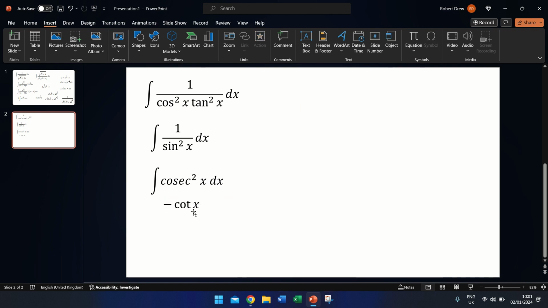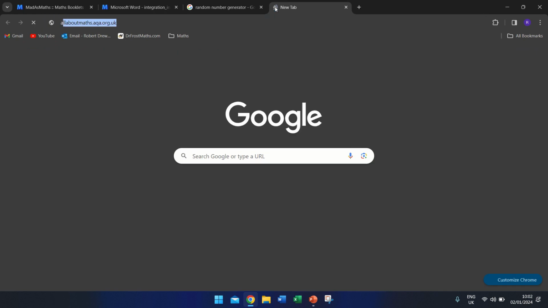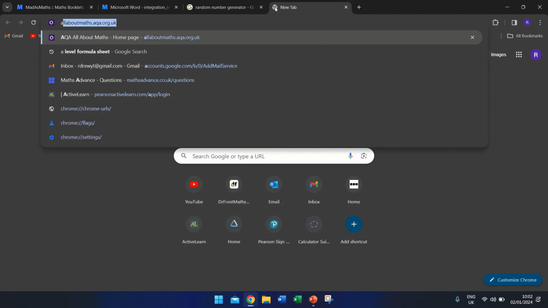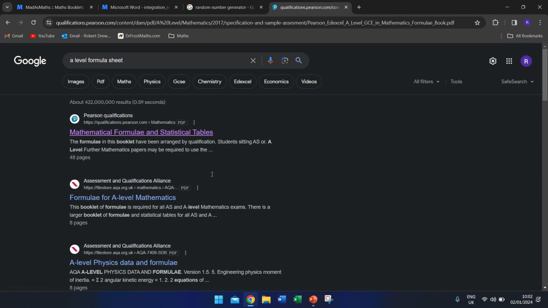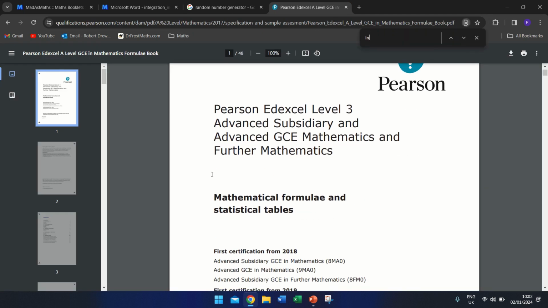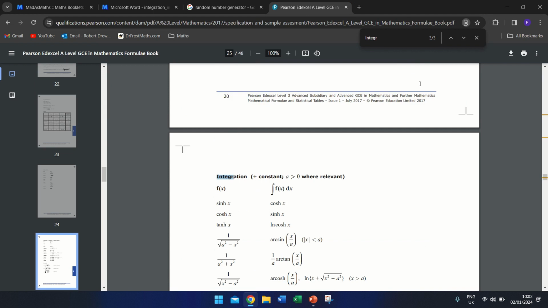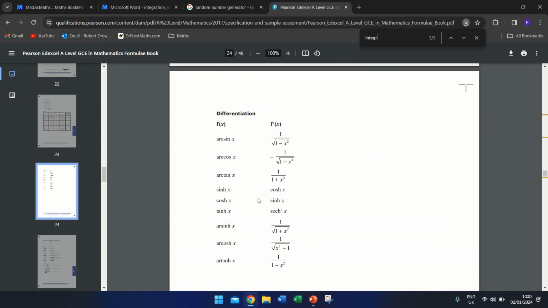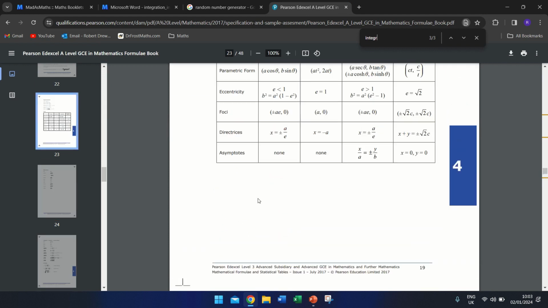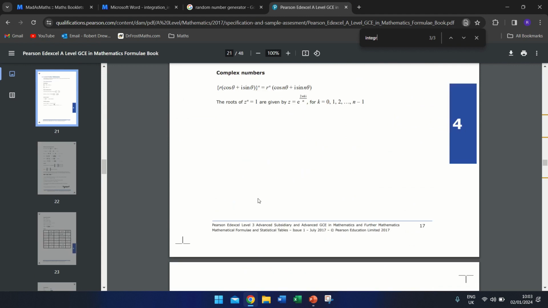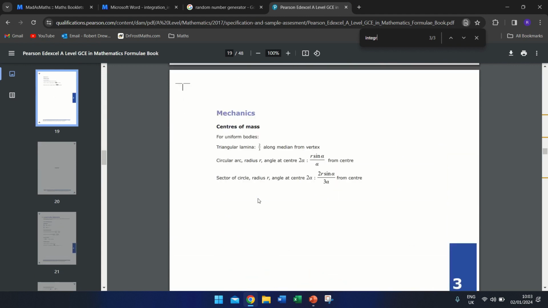And in fact, I'm going to stick to my guns there and just say that that's correct. I'm not even going to test it. Or should I at least, what I'll do is I'll just look it up. A level formula sheet, there it is. So formula book. So integral, let's go further down. No, it'll be in the differentiation, won't it? I guess I'm looking for the differentiation of cot. Is that what I'm looking for?